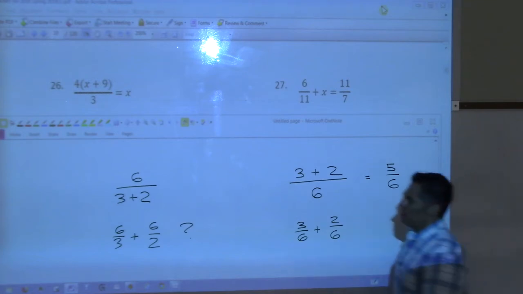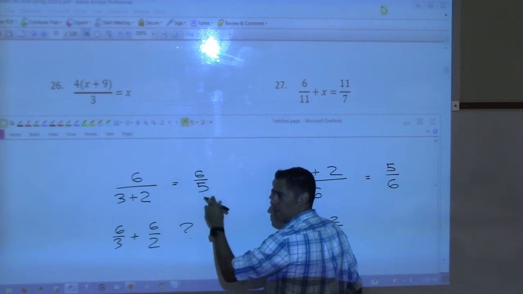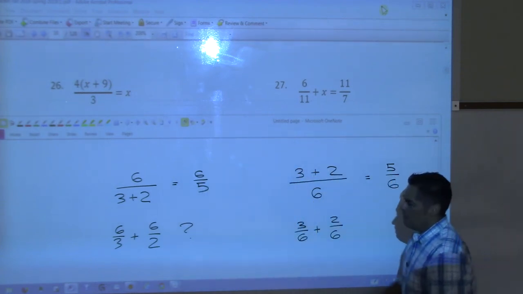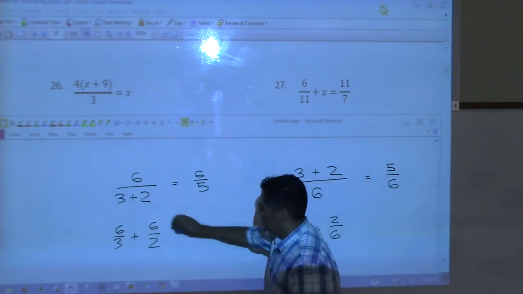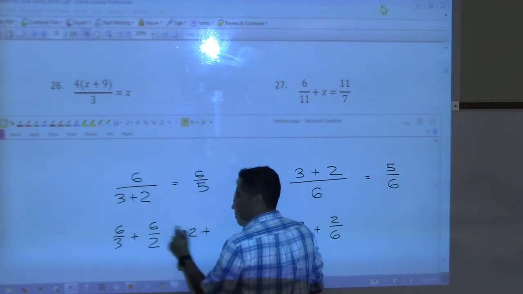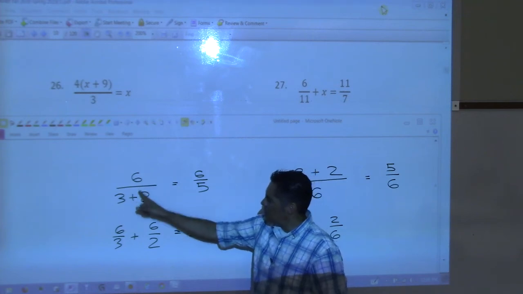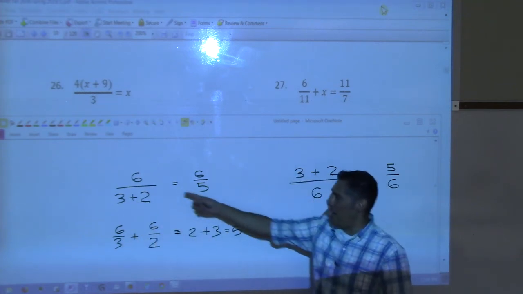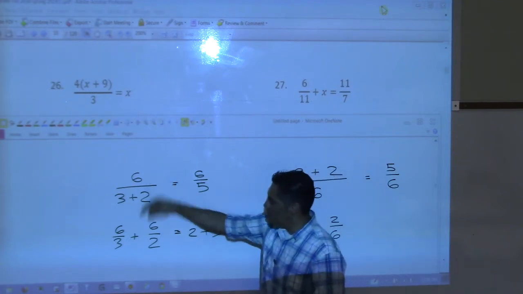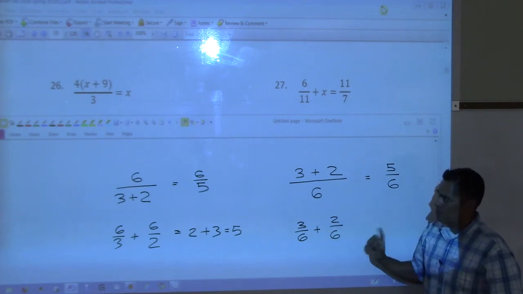No? Yeah, because look, this is really 6 over 5, which if you do that in your calculator, you get like 1.2. Here, what is this? What's 6 divided by 3? 2 plus 6 divided by 2. If this went to this, then you're saying that that's equal to 5, right? That's not 5 though, it's 6 over 5. So from here to here is not allowed. From here to here is allowed, all right? So just be careful on that.